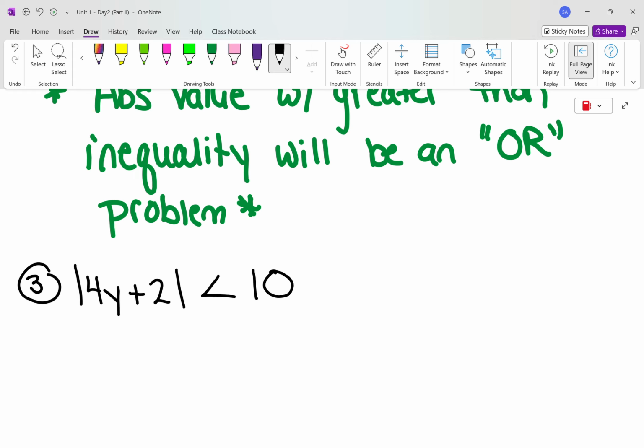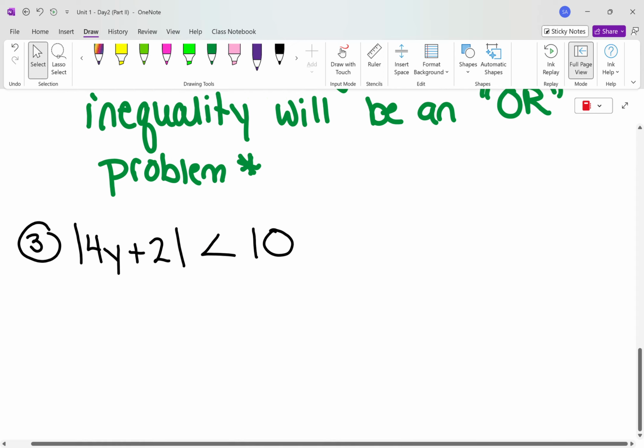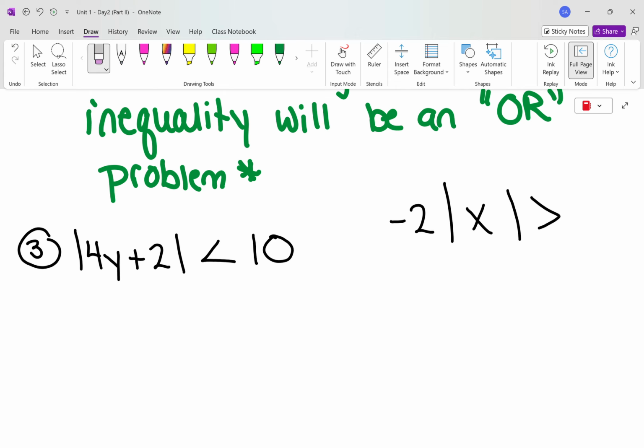If it's greater than, yep, it will always be an or. Oh, but also, guys, before you decide, sorry, I should say this. Before you decide if it's an and or an or, you need to make sure the absolute value is completely by itself. So, for example, let's say I had this: -2 times the absolute value of x is greater than, I don't know, 4. So this looks like a greater than problem, right? So you would think it's an or, but you can't decide until the absolute value is by itself.